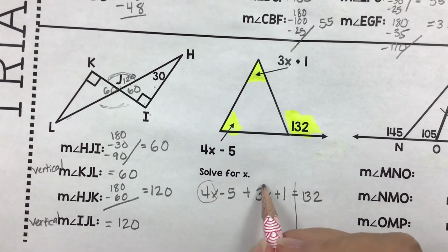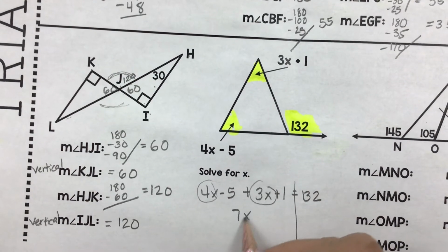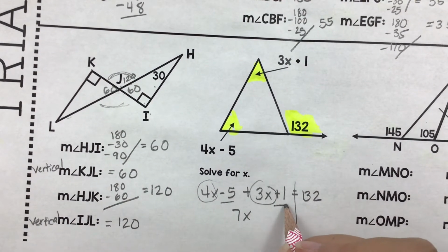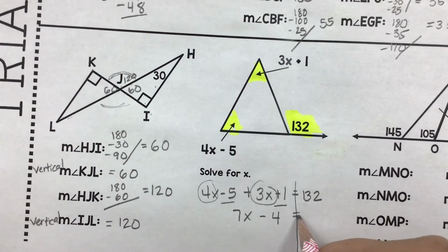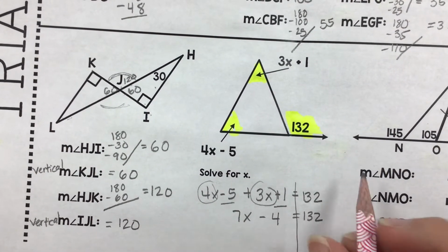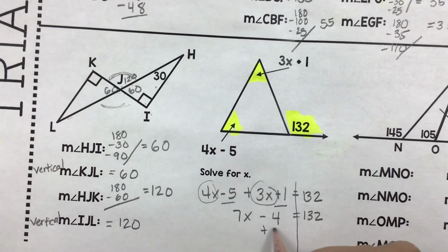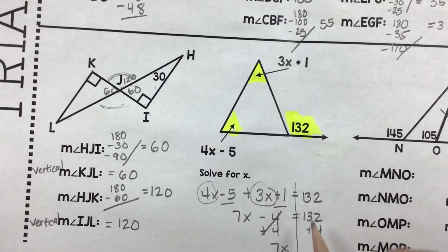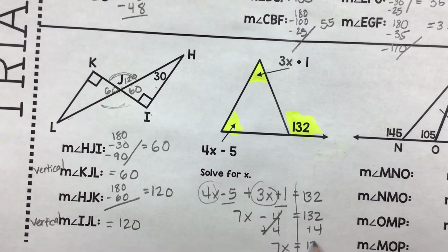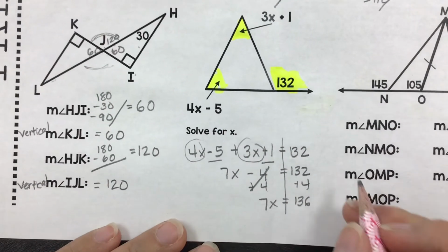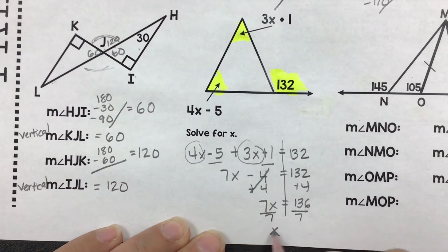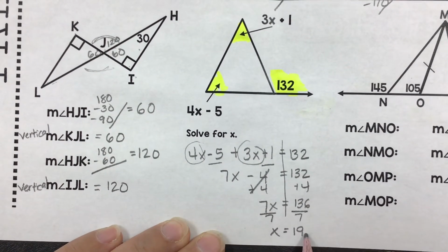We're going to add these two together. That gives me 7x. And negative 5 plus 1 is a negative 4. That's equal to 132. We're going to add 4 to both sides. 7x is equal to 136. Divide by 7 to both sides. X is equal to 19.4.